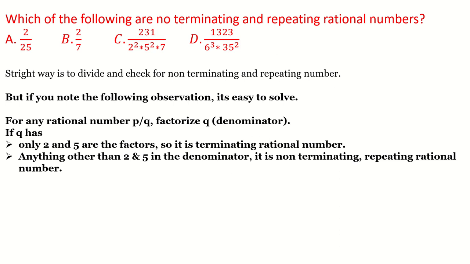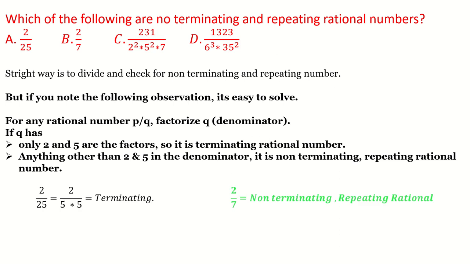Terminating, if you have only 2 and 5. For example, 2 by 25, the denominator is 5 square, you have only 5. So it is a terminating rational number. You don't need to do any division for this. Anything other than 2 and 5 in the denominator, it is a non-terminating and repeating rational number. So all you have to find out from A, B, C, D is which denominators have factors other than 2 and 5.